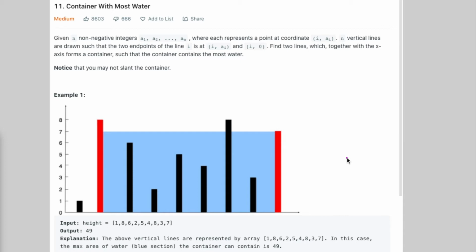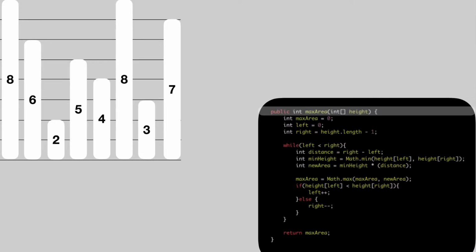By the way, if you didn't try solving the problem by yourself yet, I encourage you to try to solve it yourself. Then, afterward, watch the solution. So the solution I proposed is O of n for time complexity and O of 1 for space complexity. The function that will compute max area will have an array as an input and int as an output.